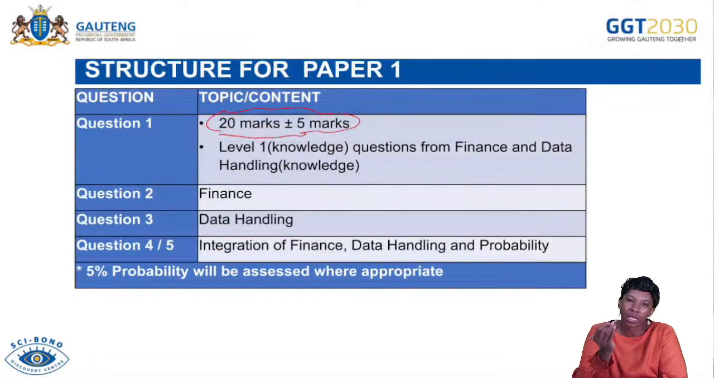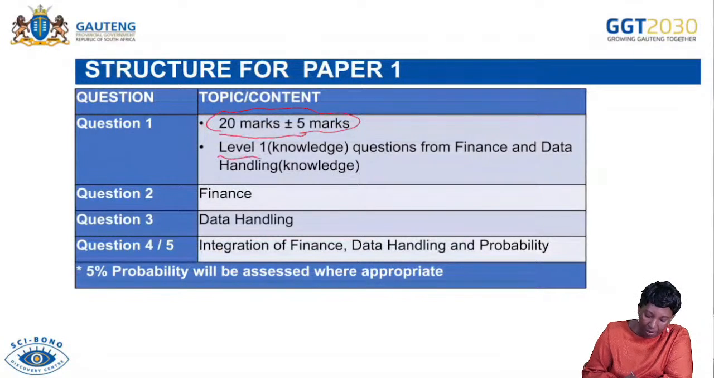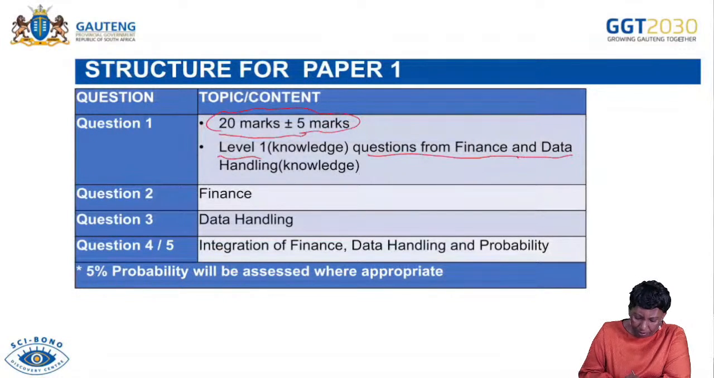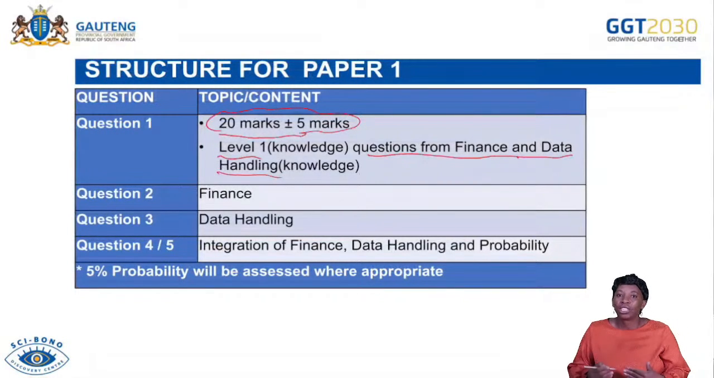Again, boys and girls, question 1 is one of the easiest questions that you need to pass, because it is based on level 1 type questions, which is knowledge. These are questions from finance and data handling, which is the knowledge that you have acquired from grade 10, grade 11, and even in grade 12. So you just recall what you were taught in grade 10, 11, and 12.